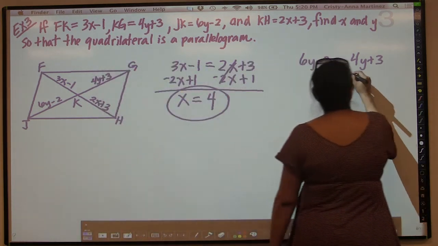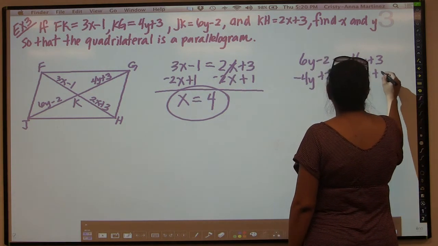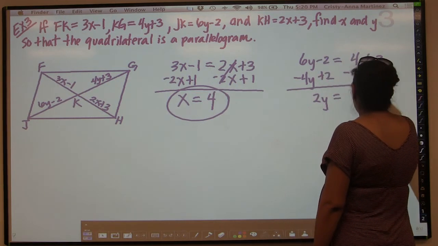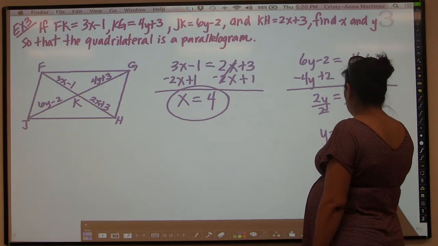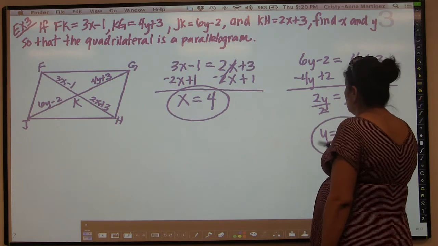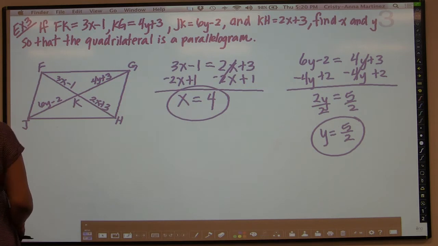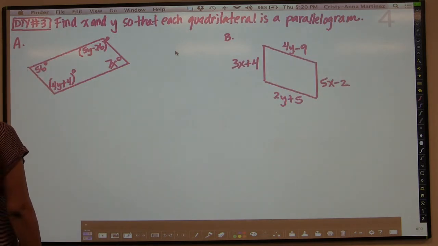In the case of the y's, we subtract 4y from both sides. At the same time, we can add 2 to both sides. So 6y minus 4y will give you 2y, and 3 plus 2 will give you 5. Divide both sides by 2, so y has to be 5 halves in order for this to be a parallelogram. That would indicate that the diagonals bisected each other, and therefore it would be considered a parallelogram. Now we're going to have you try number 3 yourself, and then we're going to move on to example 4.